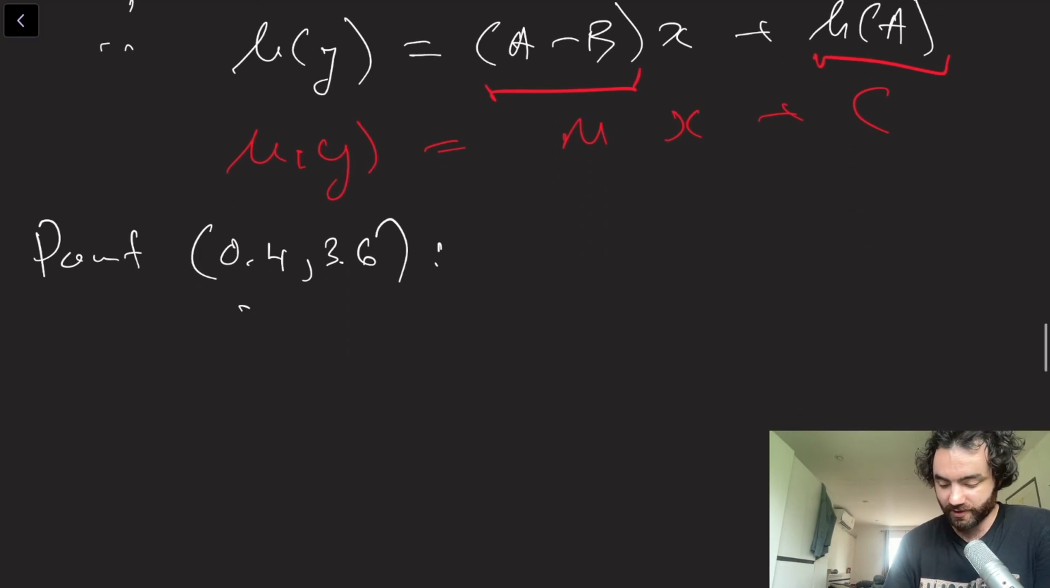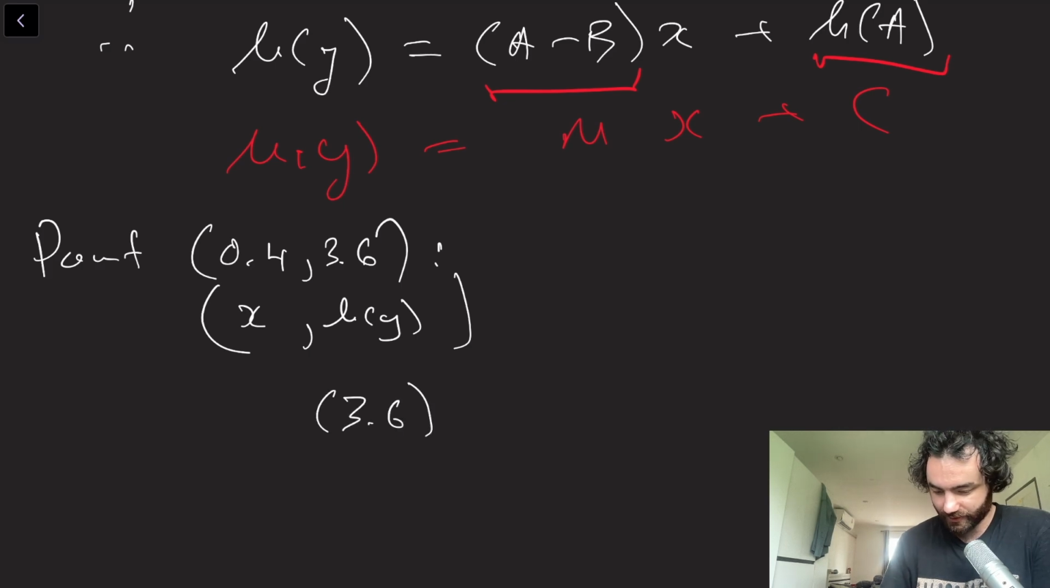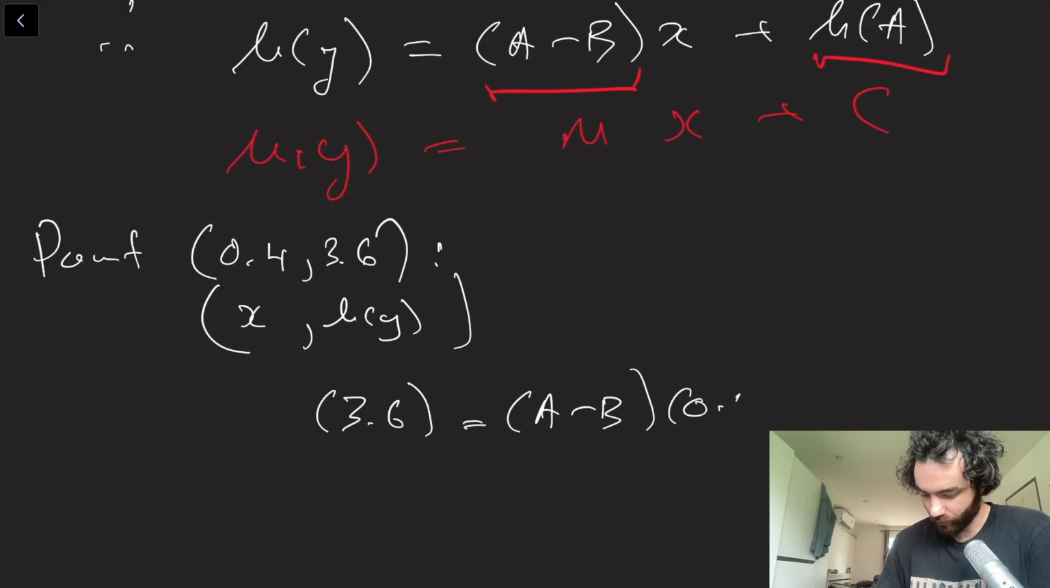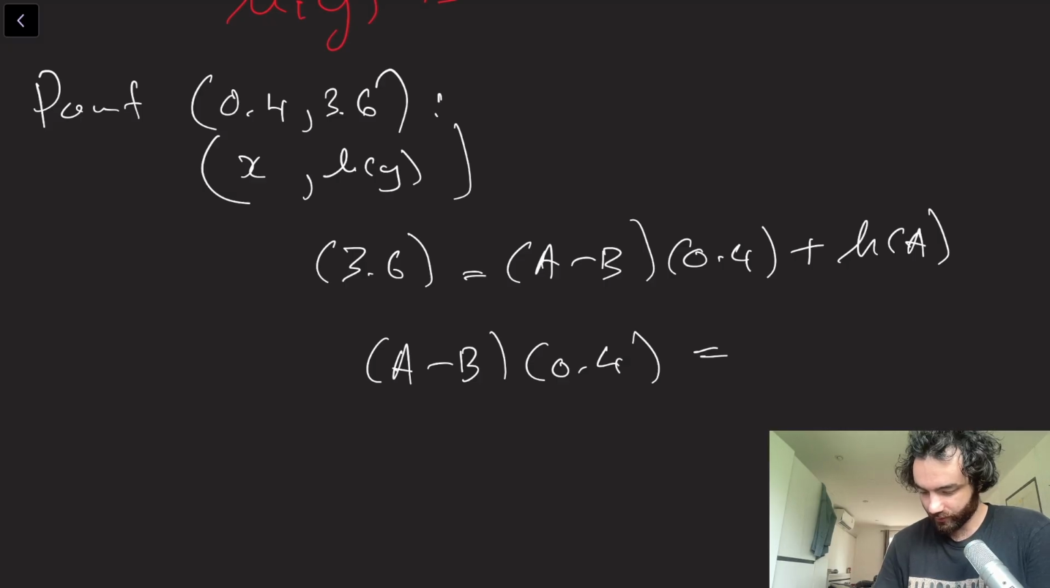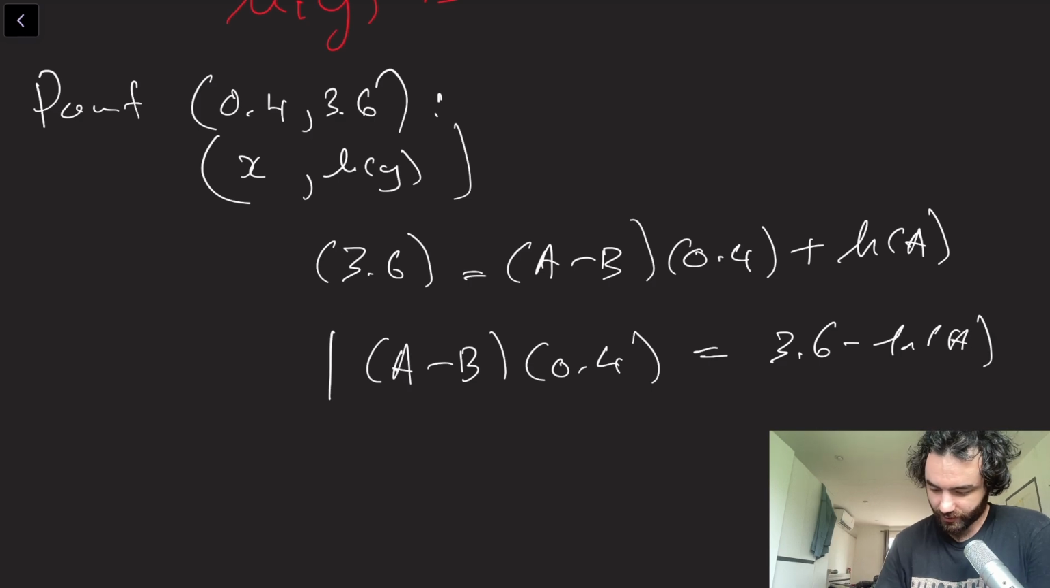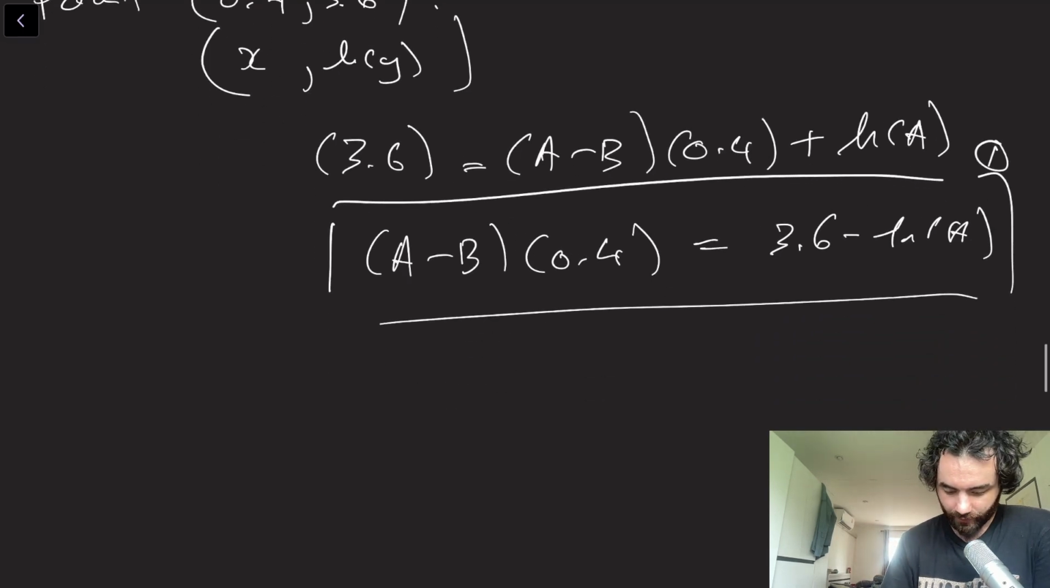So substituting the point, and remember this is x, ln of y, not x, y. If you substitute that in, this is going to be 3.6 equals a minus b of 0.4 plus ln of a. Right, and if you write it nicely, it'd be something like 3.6 minus ln of a. So that's one equation.